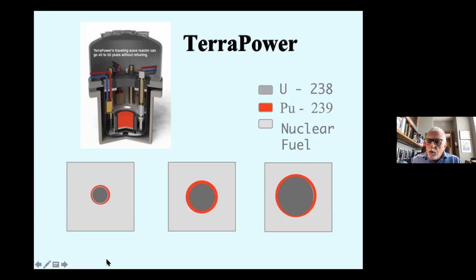Now, this is microreactors. David, just check that you're advancing, because we're still seeing the TerraPower slide. Oh, TerraPower, okay. Yeah, we're on the TerraPower with the 3 circles.